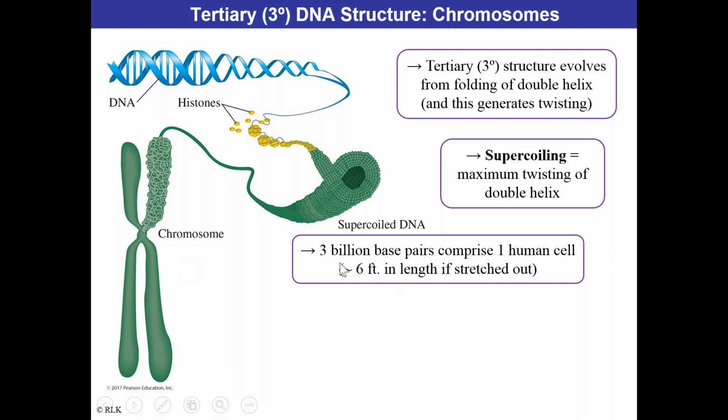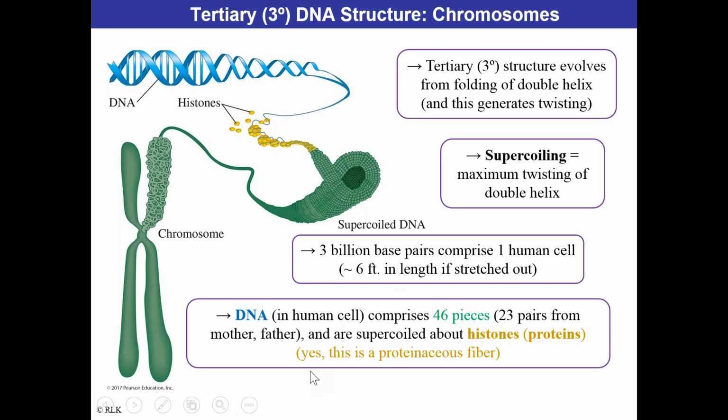So just knowing that there's 3 billion base pairs that comprise one human cell, that's just crazy. It's about 6 feet in length if it's stretched out. It's massive. And that DNA in the human cell comprises 46 pieces, 23 pairs from each of mother and father, and they're super coiled about these proteins. And those proteins, of course, are proteinaceous fiber. Because it is protein, you're going to have the presence of potential London forces, like those hydrophobic forces, and you might also have some ionic based, like ion-dipole, intermolecular forces, depending on the nature of the histones. But all that is going to give rise to this superstructure, this tertiary structure.